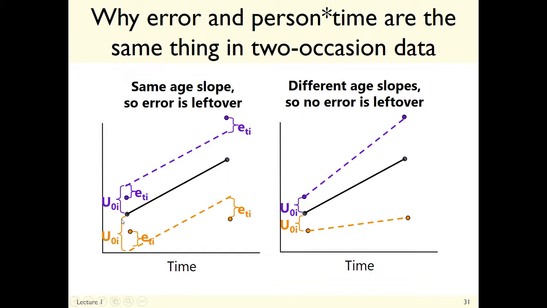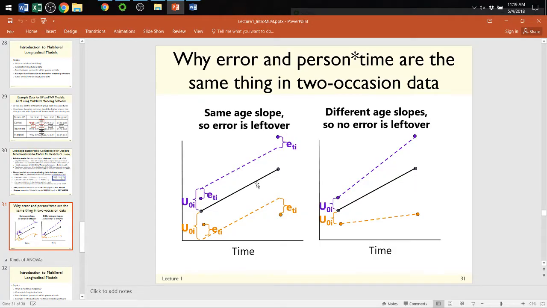So yes, we do have a main effect of person. We can't have a person by time interaction without sacrificing error. Not identified. Okay, how are we doing?